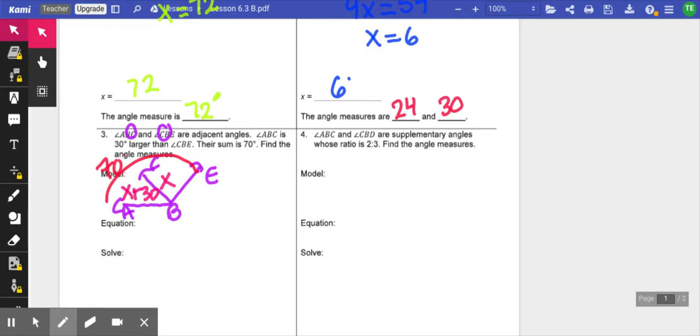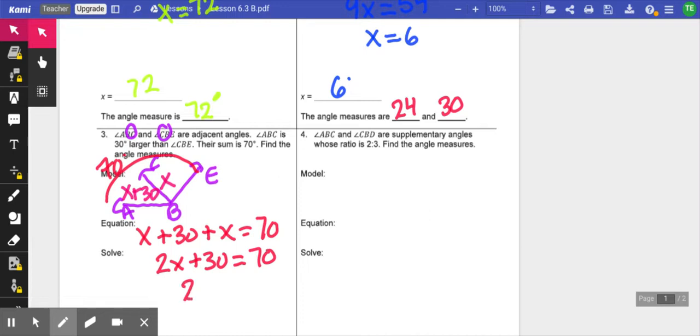Okay, so I can write my equation. x plus 30 plus x equals 70. I want to clean that up. I'm going to combine like terms. 2x plus 30 equals 70. Now I'm solving my two-step equation, so I'm going to subtract 30. I get 2x equals 40. Then I'm going to divide by 2, so I get x is equal to 20.